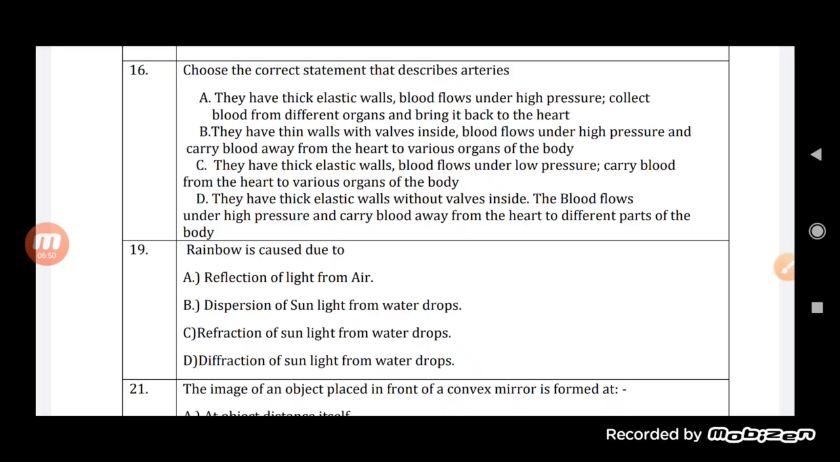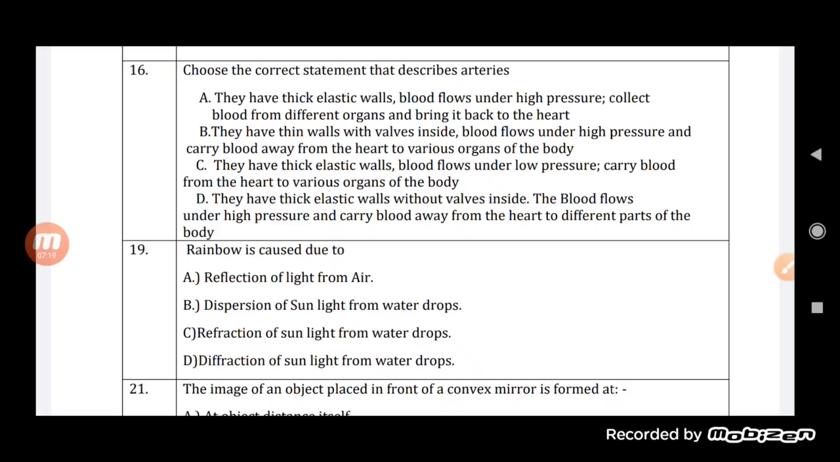Then the next one: they have thin walls with valves inside, blood flows under high pressure and carries blood from the heart to the various organs of the body. This is also a wrong one. Yes, it has high pressure and carries blood from the heart to various organs, but the walls are very thick. They have thick elastic walls. Yes, this is the correct one.